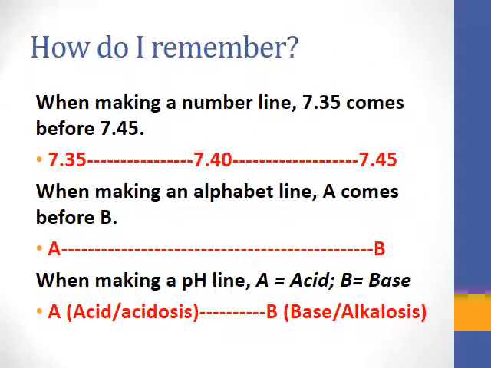So how do I remember this? When we make a number line, 7.35 comes before 7.45, and obviously 7.40 is in the middle. When we make an alphabet line, A comes before B. So we can think of it this way. When making a pH line, A is for acid, B is for base. So your acid would be 7.35, your base would be 7.45.